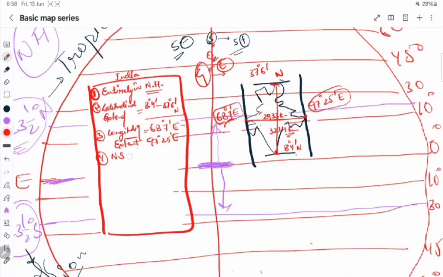North to south, 3214. West to east, 2933 kilometers.